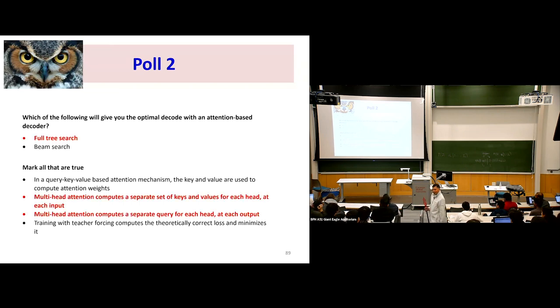Second and third, right? So, only a full tree search is going to give you the optimal decode. Beam search is like looking through a keyhole, right? Key and value are not used to compute attention weights. What are the terms used to compute the attention weights? Key and the query, right? And multi-head attention computes separate sets of keys and values and queries for each attention head.